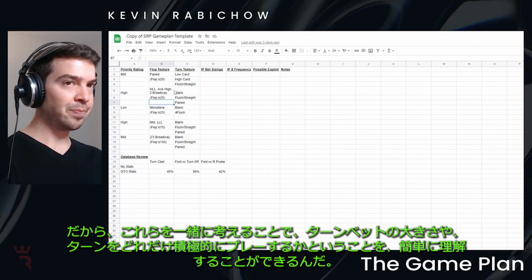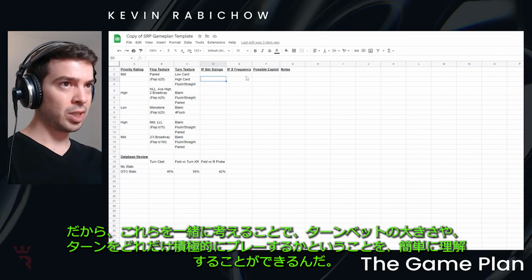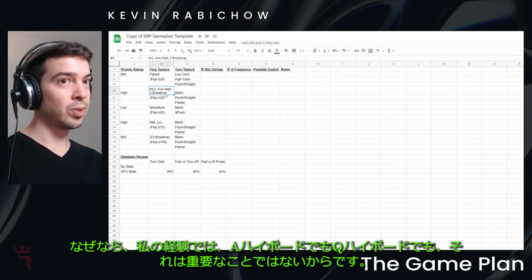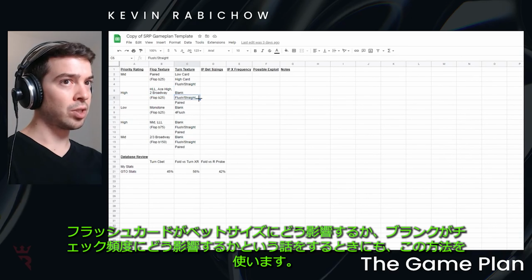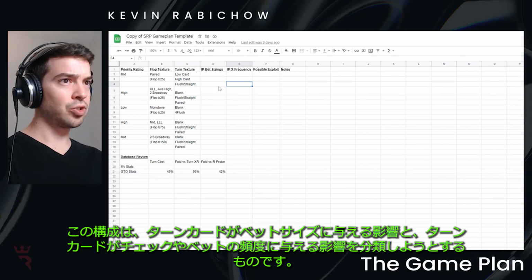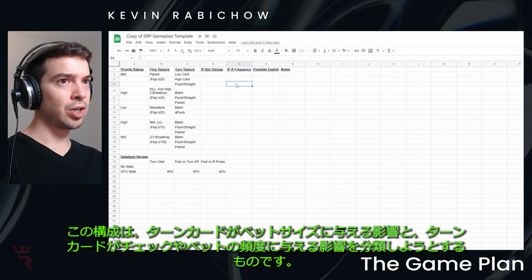So by combining them, I'm simplifying the process of figuring out how to size your turn bets and how aggressively to play those turns. Because it's not going to matter, in my experience, whether it's an ace high board or a queen high board, when we're talking about how does a flush card affect our bet sizing? How does a blank affect our checking frequency? So that's the idea with this structure here, is we're just trying to categorize the impact of the turn card on our bet sizing and the impact of that turn card on our checking or betting frequencies.